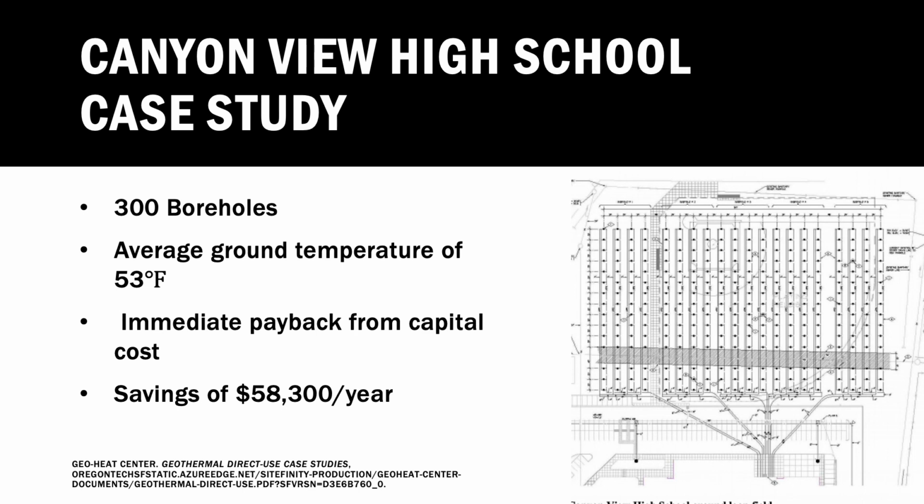A diagram of this system is shown on the right, consisting of 300 boreholes. Due to the massive size of the school and the fact that the school was originally built with this direct use system, the cost of this system could effectively be compared to a traditional HVAC unit sized to meet the school's needs. What was realized was that the direct use system was actually substantially cheaper than installing a conventional HVAC unit. This translated into an immediate payback period on the capital costs required to implement the system.